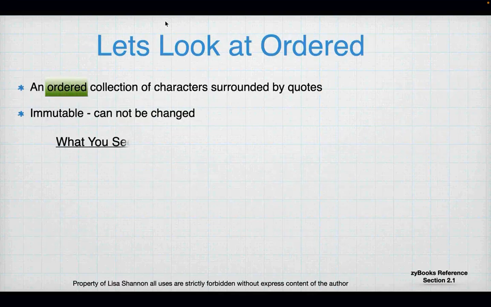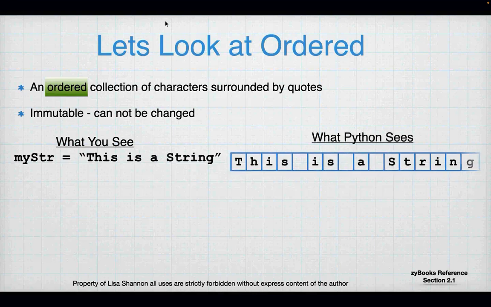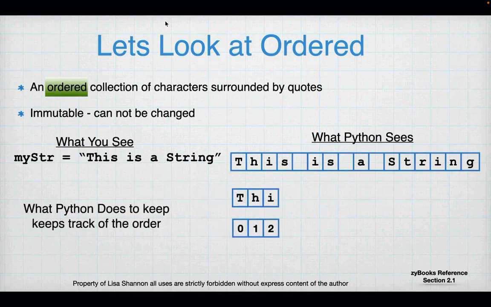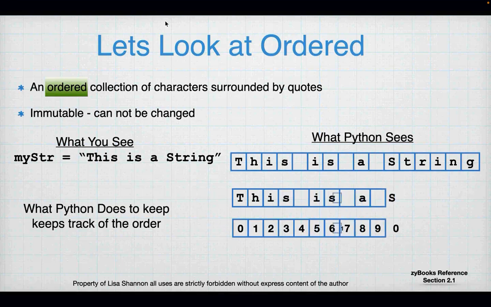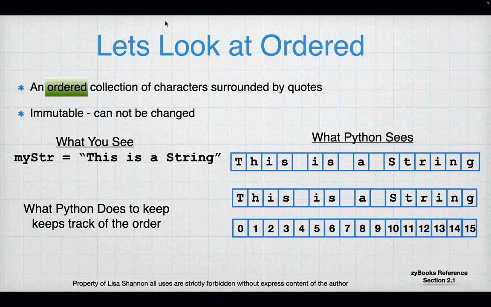So what do I mean by an ordered collection? This is where we're going to start talking about lists, okay? When Python sees the words, this is a string, it actually puts them into these little blocks. This is what you can think of. And it's ordered, and how does Python keep the order? What Python does with every list, strings or lists, is it assigns a value to each character. And that value is the order that that character lives in that list.